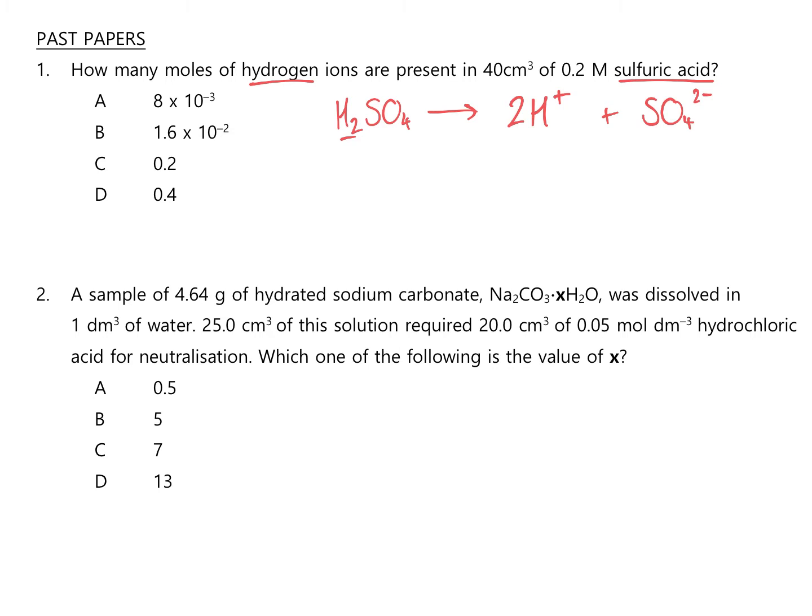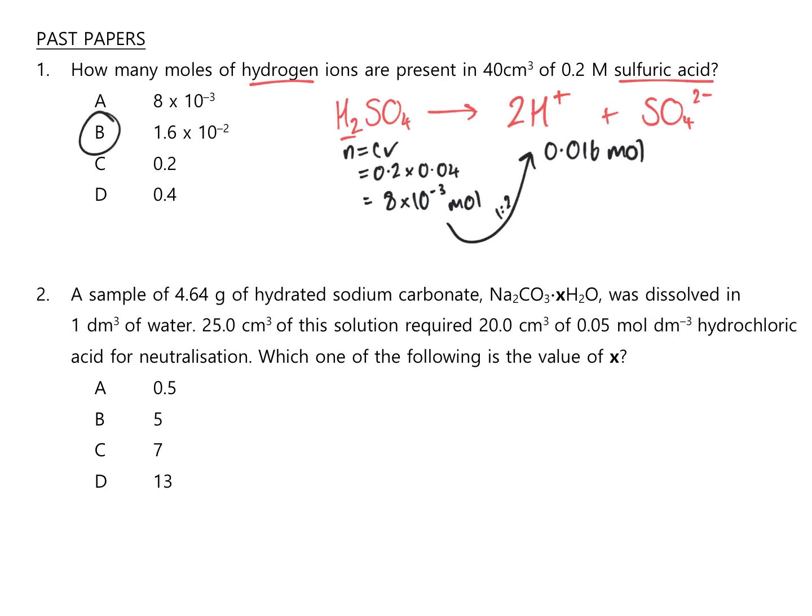So then from that point you can calculate your number of moles, n equals cV. So it's concentration 0.2 times 0.04, converting that 40 centimetres cubed into decimetres cubed. That comes out as 8 times 10 to the minus 3 moles. And then bringing that across to your hydrogen ions, that's a 1:2 ratio. So you're going to get twice as many moles of hydrogen ions, which is 0.016 moles, or as the answer puts it, 1.6 times 10 to the minus 2.